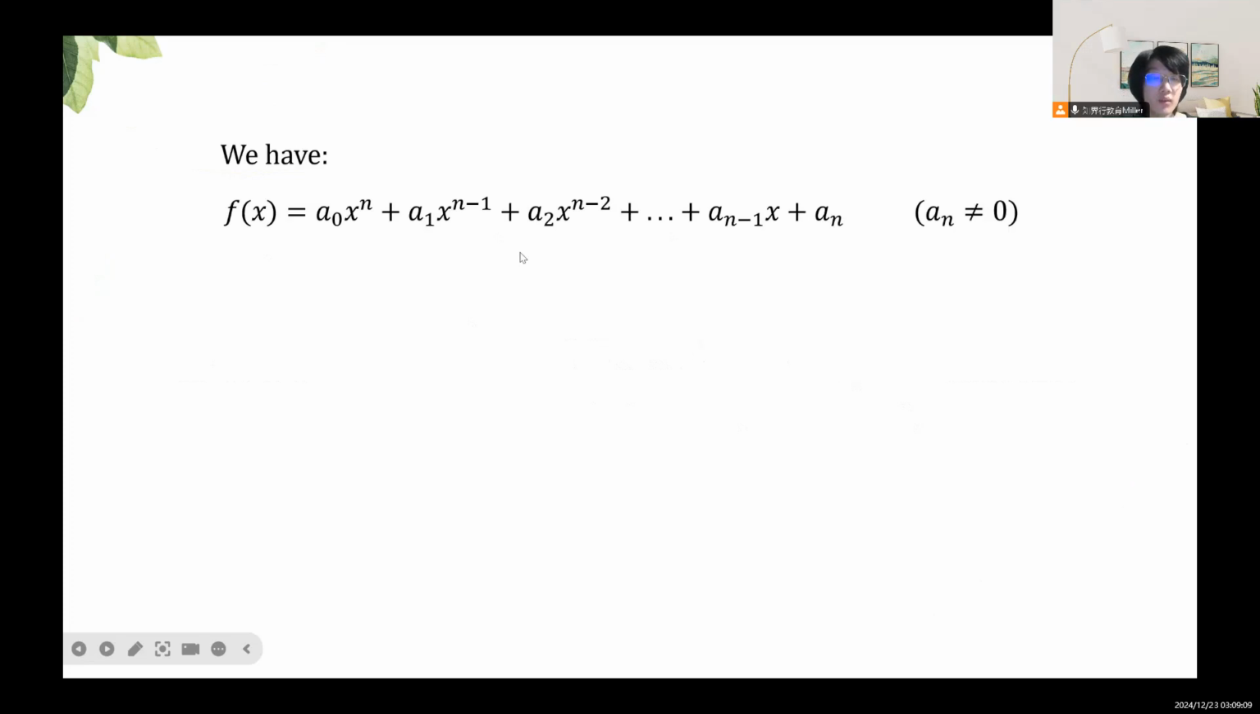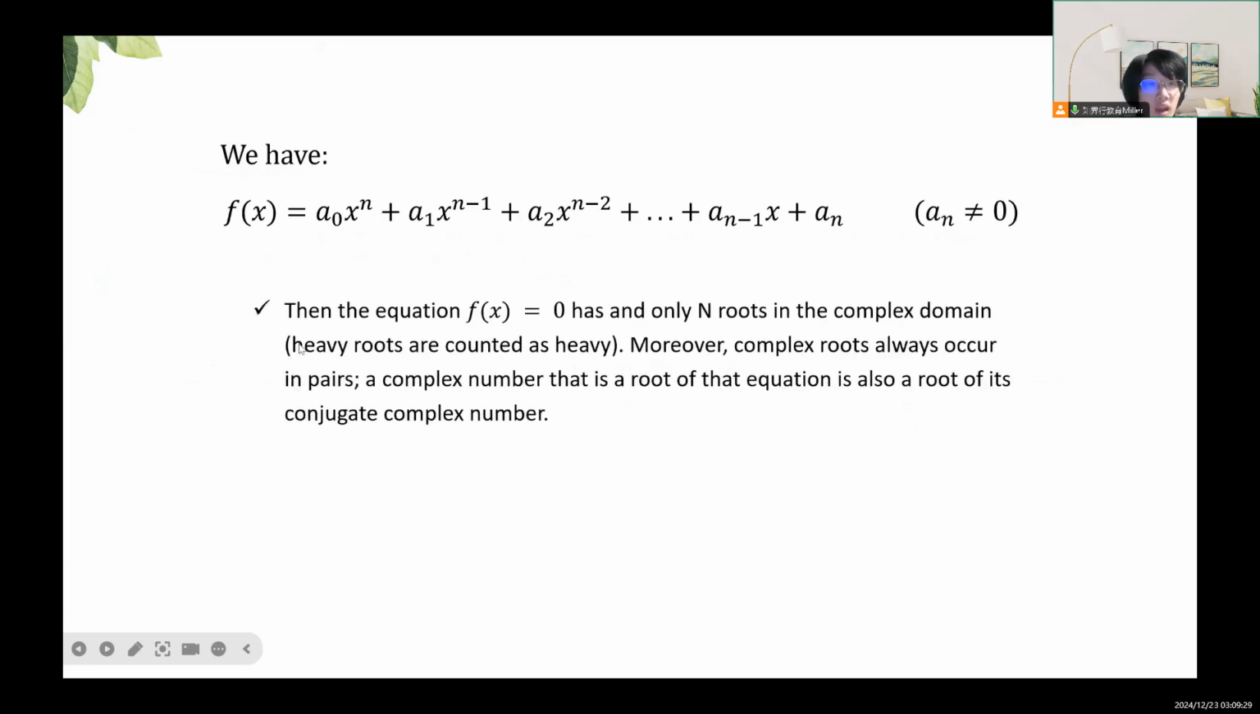We say if we have a function f(x) equals a0 x^n plus a1 x^(n-1) plus and so on, with a0 not equal to 0, then the equation f(x) equals 0 has exactly n roots in the complex domain.